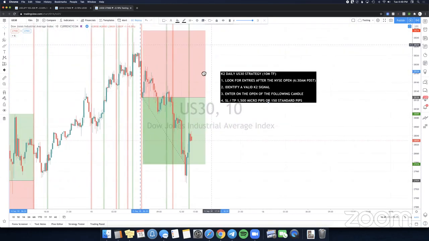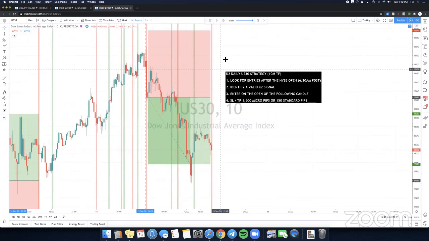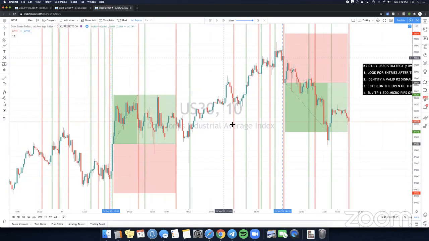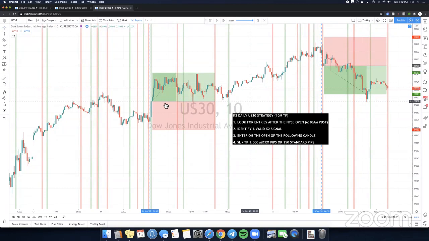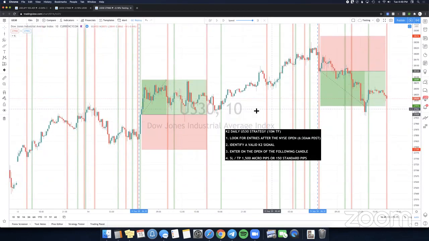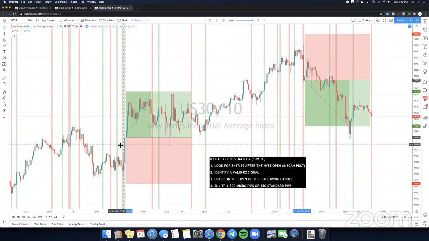So this is what I mean about not overcomplicating your strategy, because a lot of people like to overcomplicate things, and when you overcomplicate it, it makes you miss entries. So literally this strategy is a simple two-step process. You wait for the market to open, you take the first signal, and you let it run. And it's as easy as that.